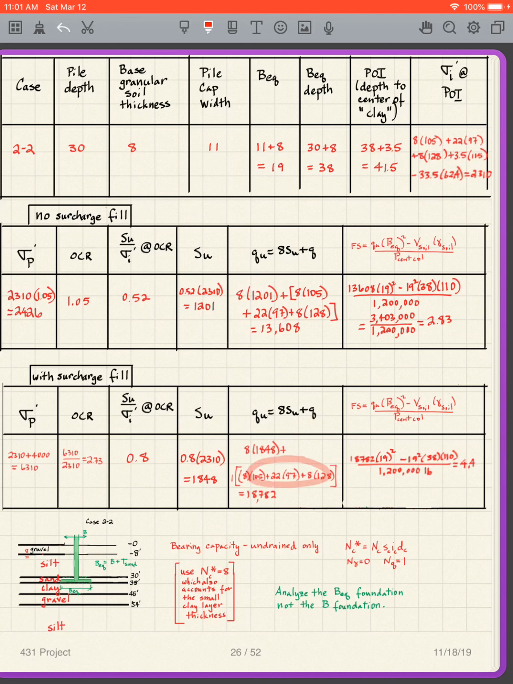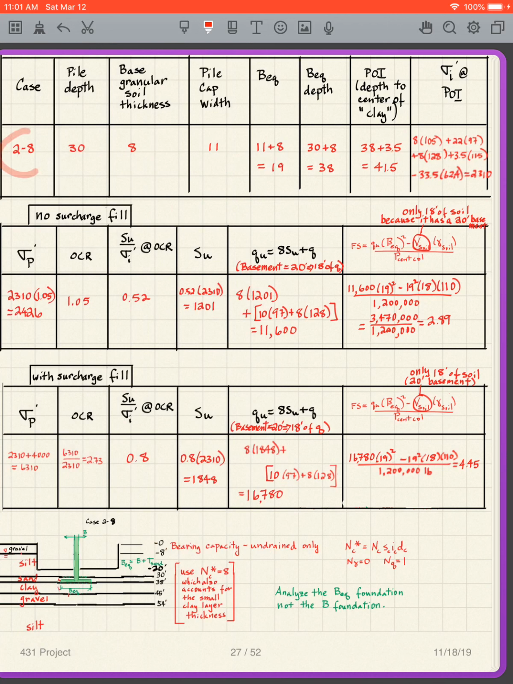The Q is the same as previously. And we get 18,782. We again plug that in to this equation. It's basically the same type of equation, except that we don't put that in. We put that in, and we end up with a factor of safety of 4.4. Finish that case. I'm going to do one more case for you. That's 2.8.